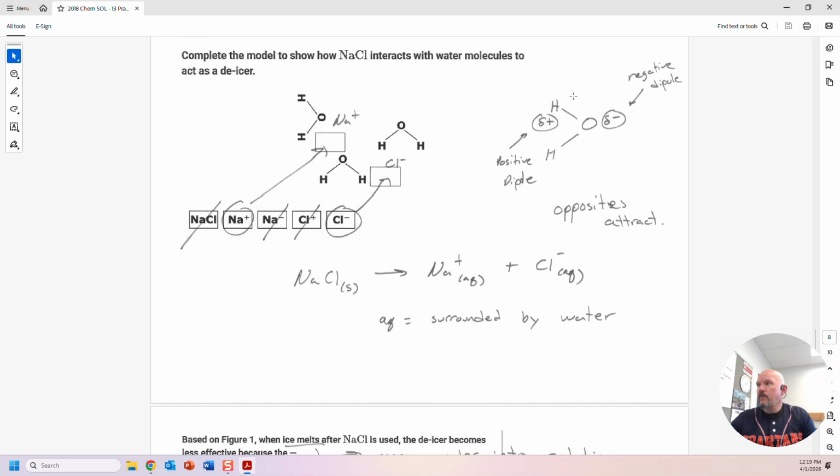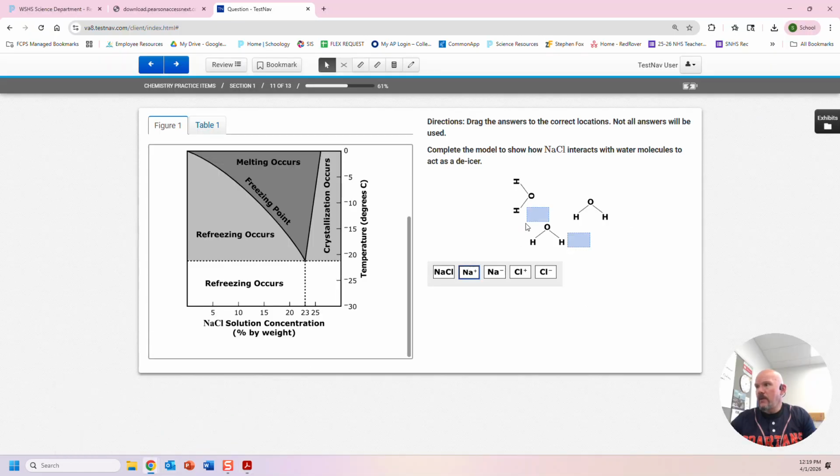And what we have to remember about water is polar, and the oxygen side is the negative side, and the hydrogen side is the positive side. And opposite charges attract. So the sodium should be facing oxygen because the sodium is positive and the oxygen is the negative part of water. And the chloride should be close to the hydrogens of water because the hydrogens of water are positive and the chloride is negative. So if we go back to the question here, I would put the sodium ion here because it's interacting with the oxygens. And I would put the chloride ion here because it's interacting with the hydrogens.